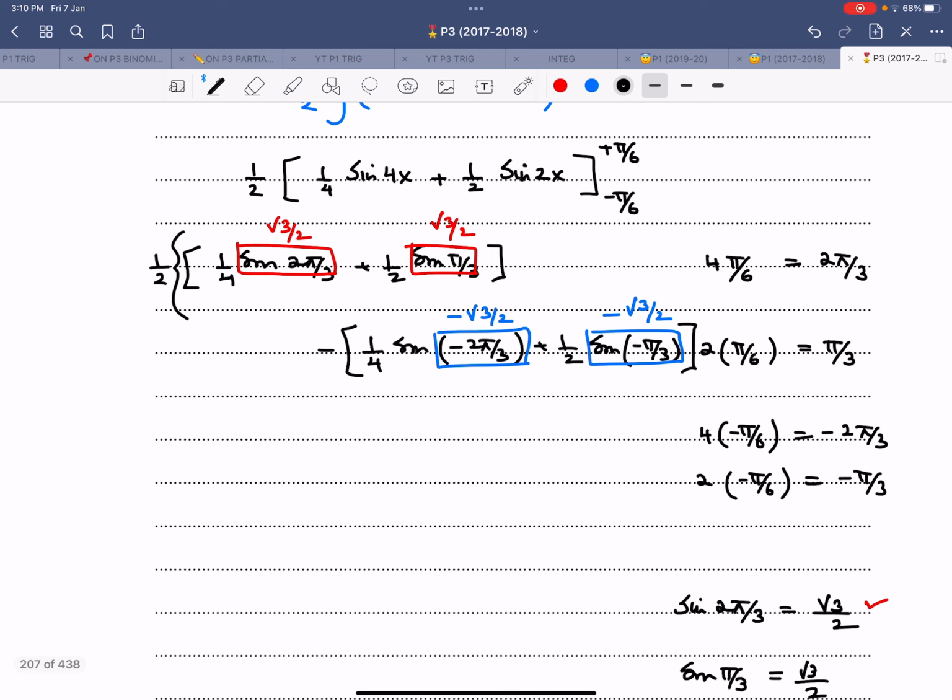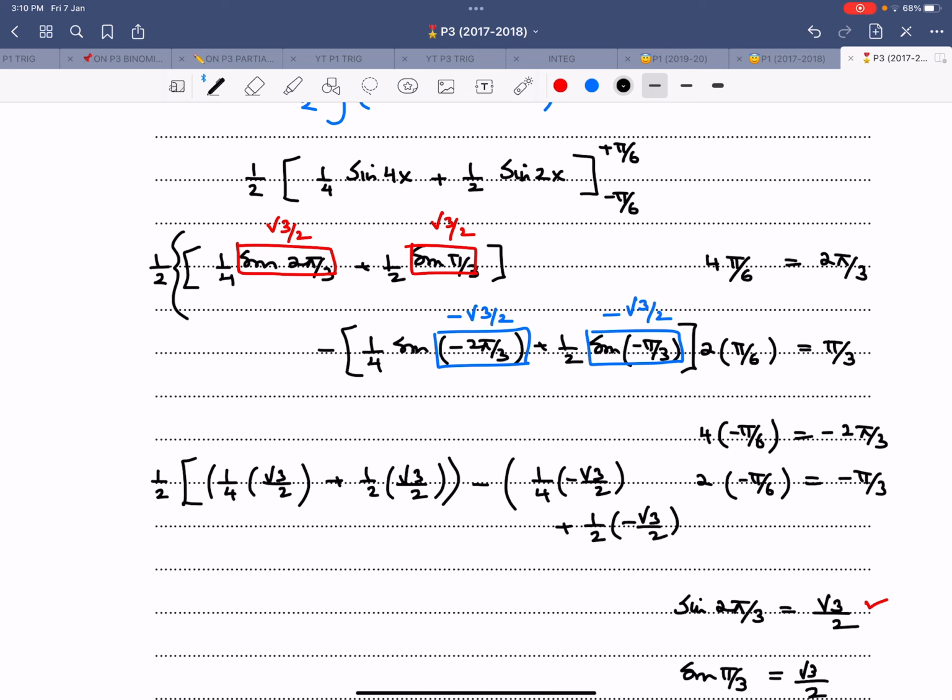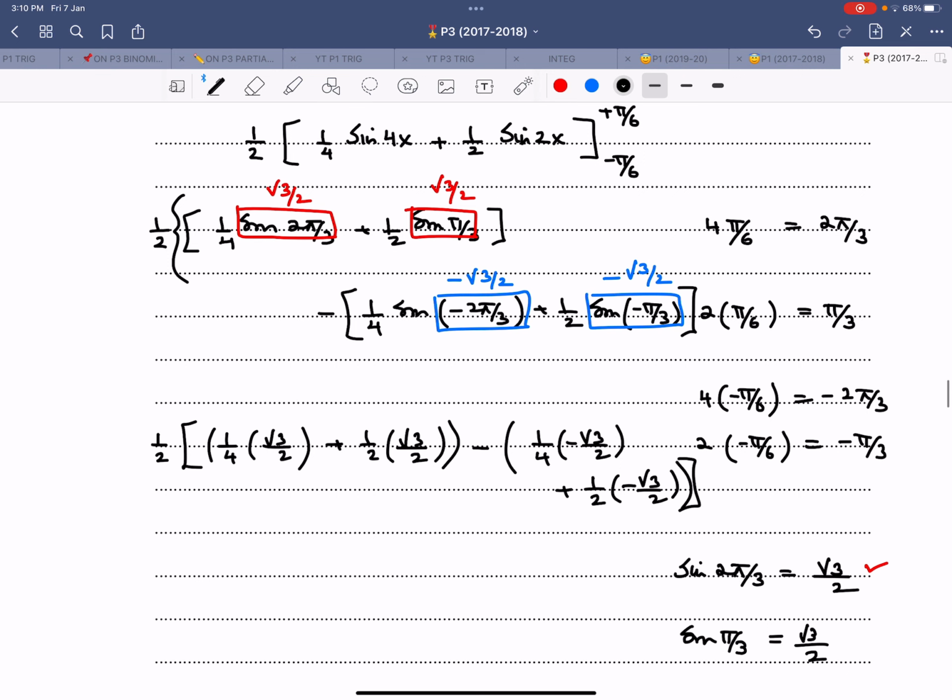Now, if I am going to open up this bracket, that's half. This is 1/4 into root 3 over 2 plus half into root 3 over 2. And there is a minus sign. That is 1/4 into negative root 3 over 2. And this is half into negative root 3 over 2. Now, because of the minus sign, this particular term can be added to this particular term. Similarly, this particular term, because of the minus, will be added to this particular term.